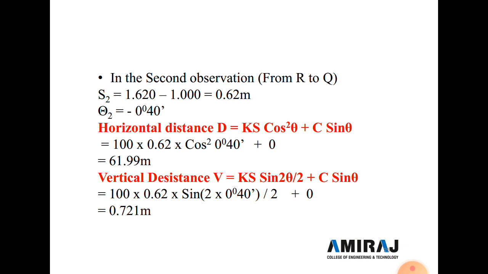Similarly, the vertical distance V2 is ks sin 2 theta divided by 2 plus c sin theta. So k is equal to 100, s is equal to 0.62, theta is 0 degrees 40 minutes, sin 2 theta divided by 2 plus 0. So here we find the vertical distance V2 is 0.721 meter.